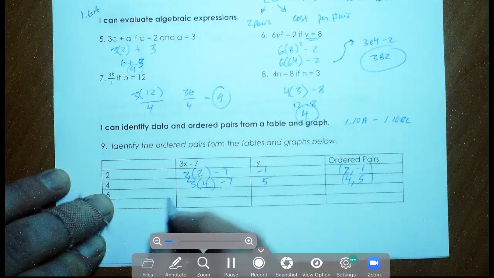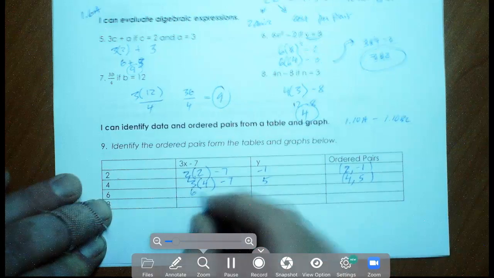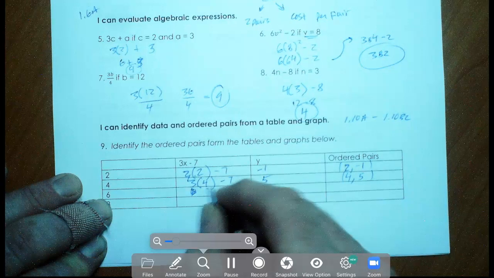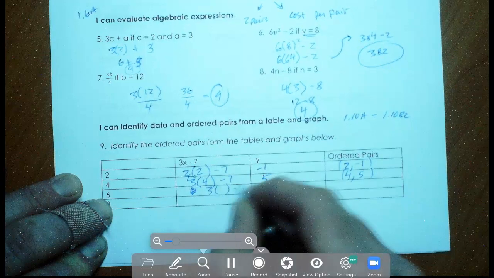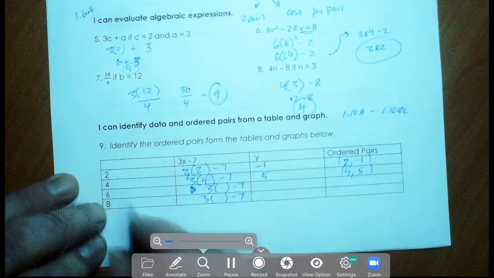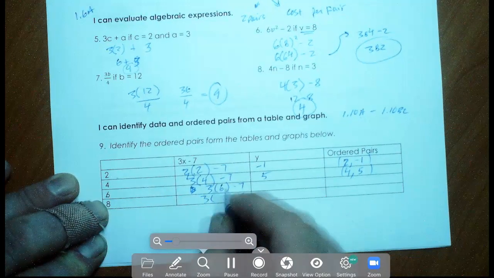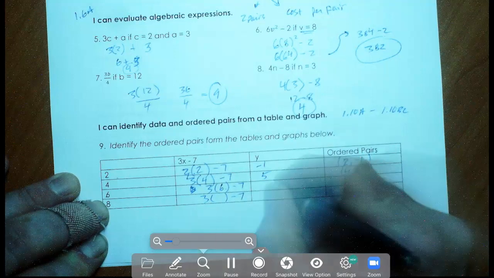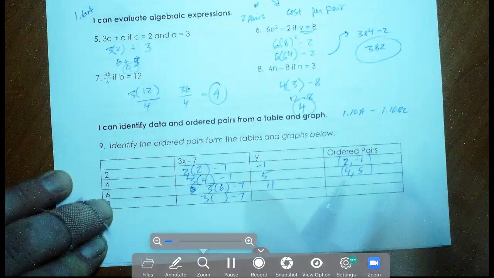Alright, let's do 6. Substitute this in, minus 7. I just do these usually all at once. Substitute these in. So substitute the 6 in for x. 3 times 6 is 18. 18 minus 7 is 11. So our ordered pair is 6, 11.